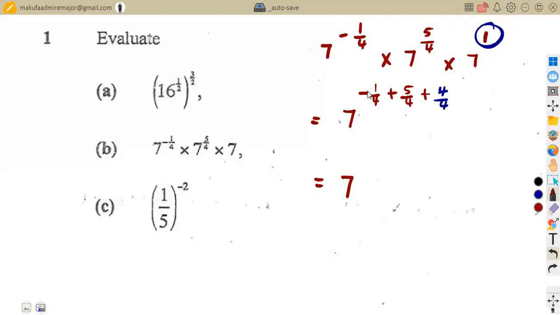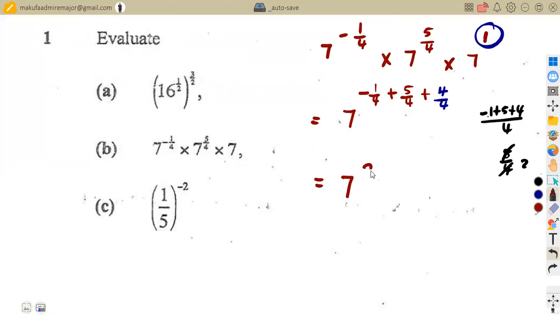5 minus 1, that's a 4. Then plus this 4, it was going to give us 8. So we're simply adding everything all together. Minus 1 plus 5 plus 4, everything over 4. Since we are having the same denominator, we can add these numbers combined. So this was going to be 4 plus 4, which is 8 over 4. That was going to give us a 2.